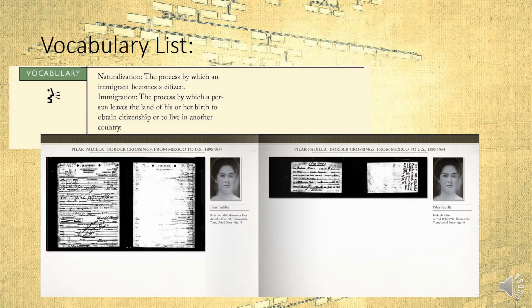Naturalization, the process by which an immigrant becomes a citizen. Immigration, the process by which a person leaves the land of his or her birth to obtain citizenship or to live in another country. Above, I have two documents that I discovered in the federal government databases of immigration and naturalization. These documents are records of my maternal grandmother's arrival in the United States at the border here. It states she took a ferry, accompanied by her father, on July 10th, 1915, at the age of 16, and the United States Department of Labor gave her permission to work.